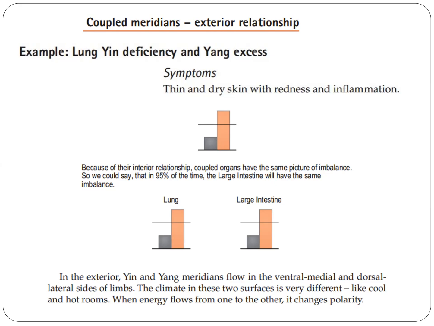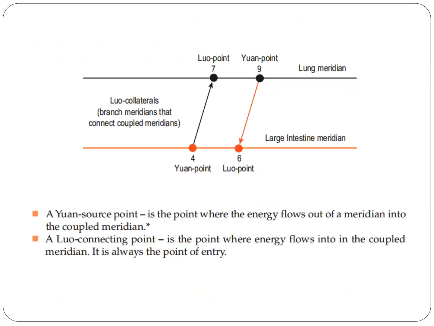In the exterior, yin and yang meridians flow in the ventral, medial, and dorsal lateral sides of the limbs. The climate in these two surfaces is very different, like cool and hot rooms. When energy flows from one to the other, as we mentioned earlier, it changes polarity. So let's define some points.